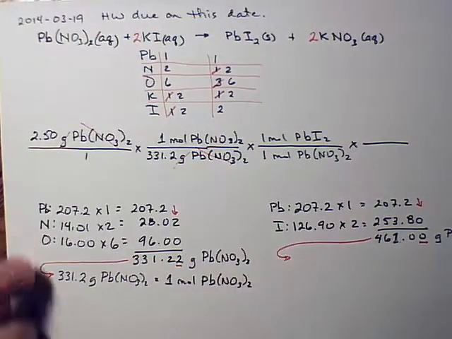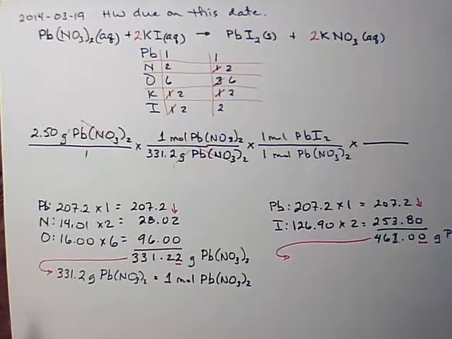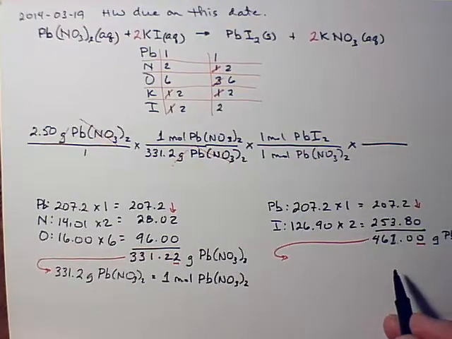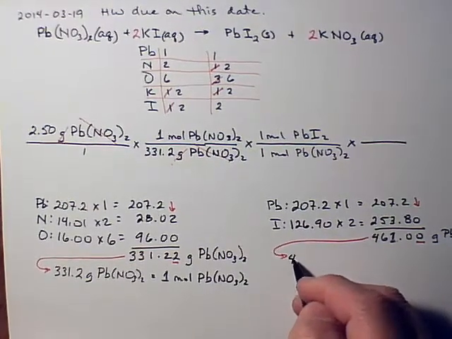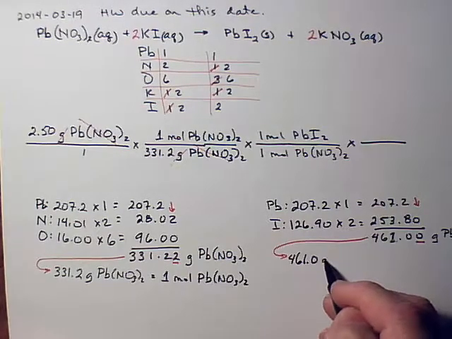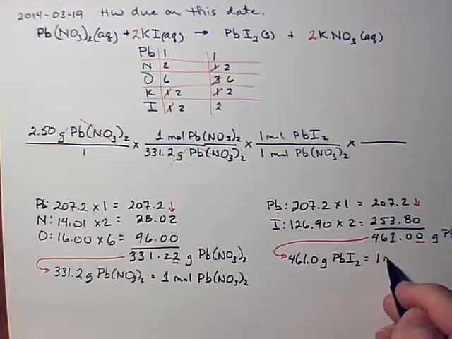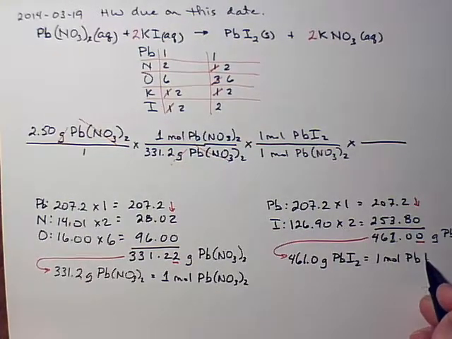show an arrow to show that I'm rounding off. An arrow is the only appropriate operator that shows you're rounding off in a class like this. So it's 461 grams of lead-2 iodide, and it equals 1 mole of lead-2 iodide.